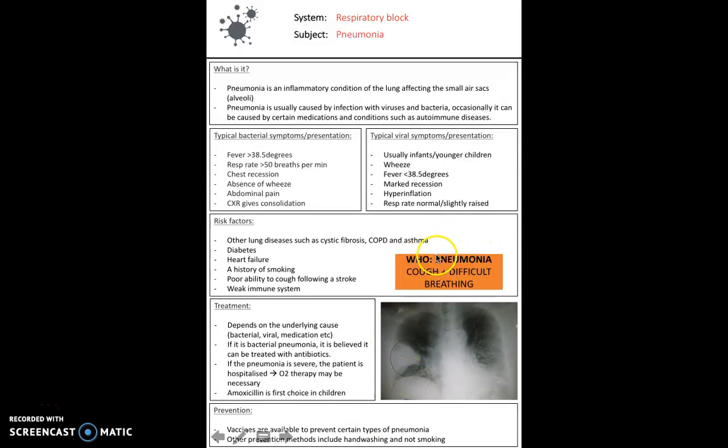The World Health Organization does define pneumonia as a cough and a difficulty in breathing. It used to be a triad of symptoms, but now they've refined it to just cough and difficult breathing.